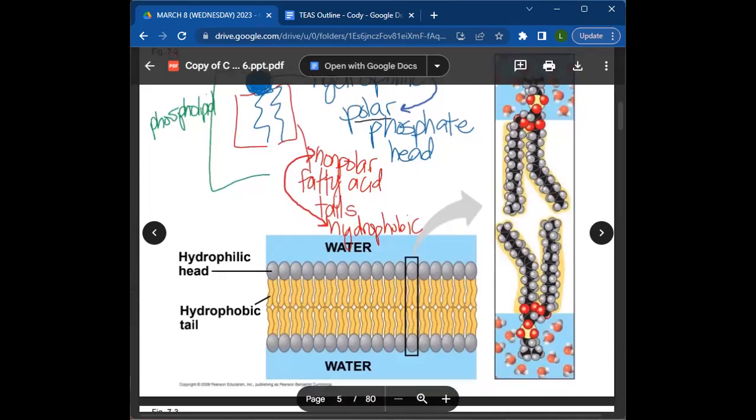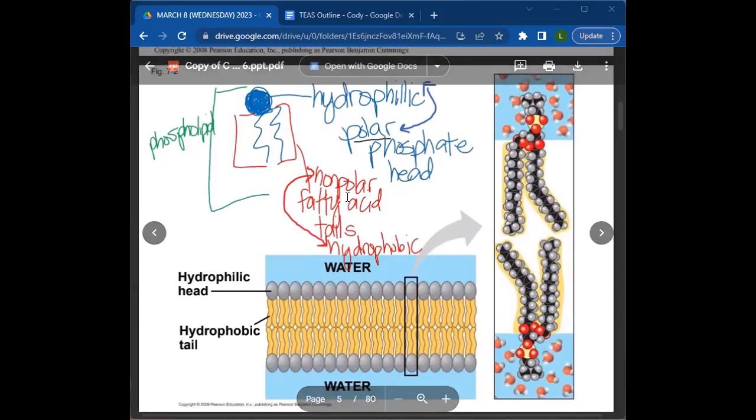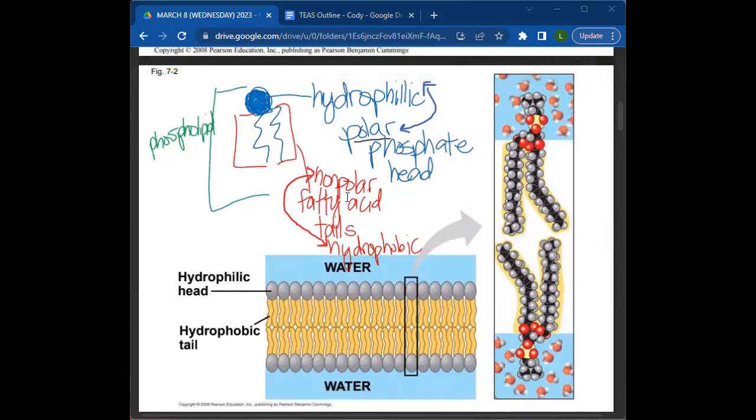And so if we were to dump a whole bunch of phospholipids into water, what would happen is that the nonpolar hydrophobic fatty acid tails would all turn towards each other to get away from the water. And then the polar phosphate heads would turn towards the outside and face the water because they like it.